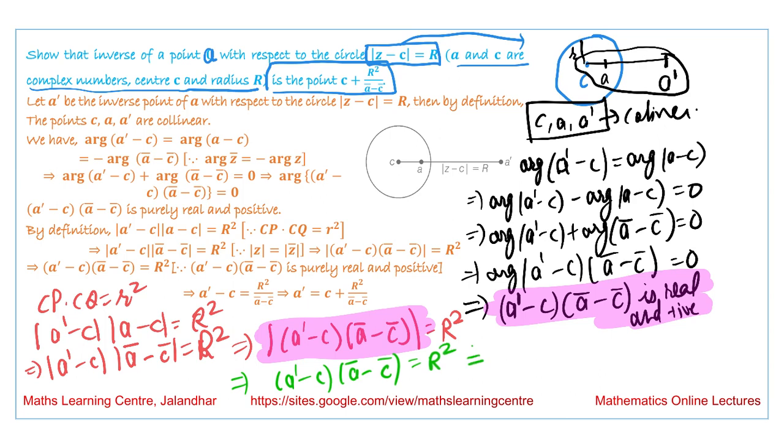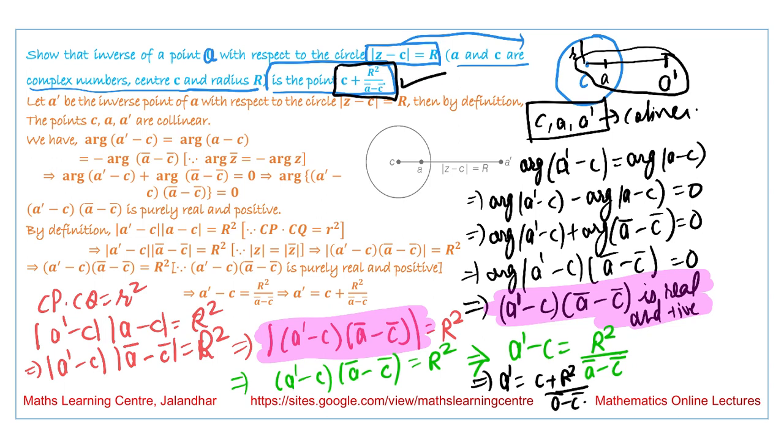What we want to calculate is the value of A dash. A dash minus C is equal to R square over A bar minus C bar. This gives us that the value of A dash is C plus R square over A bar minus C bar, and this is what we have to prove, that the coordinates of this point A dash are C plus R square over conjugate of A minus conjugate of C.